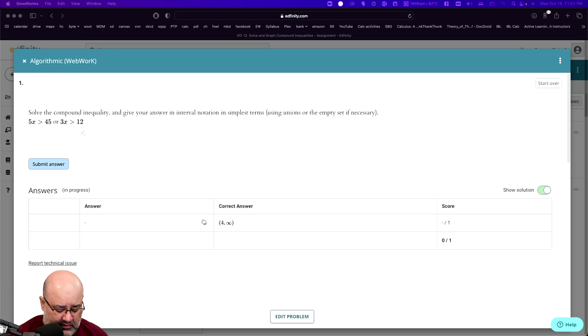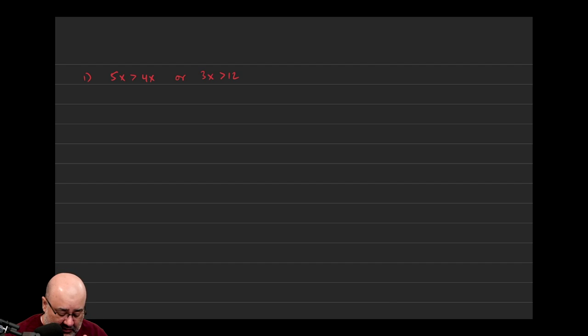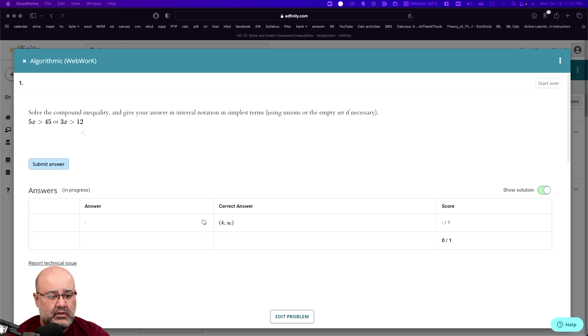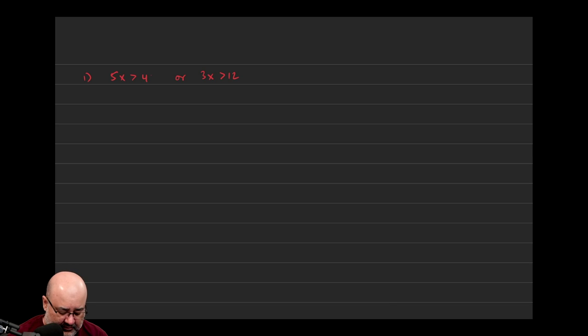5x is greater than 45, or 3x is greater than 12. So I need to solve each inequality separately.